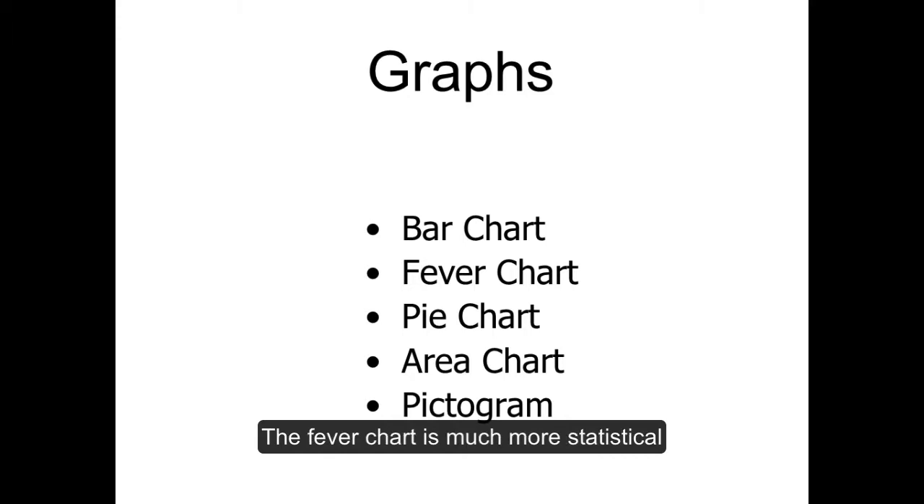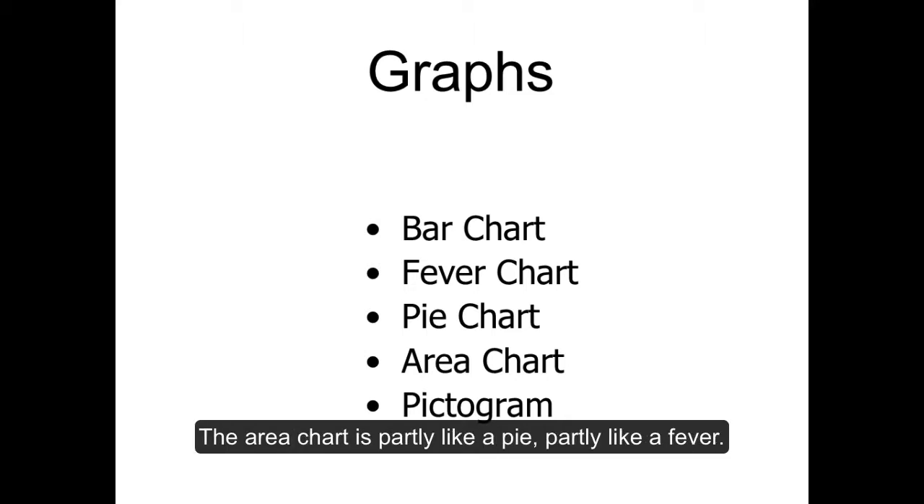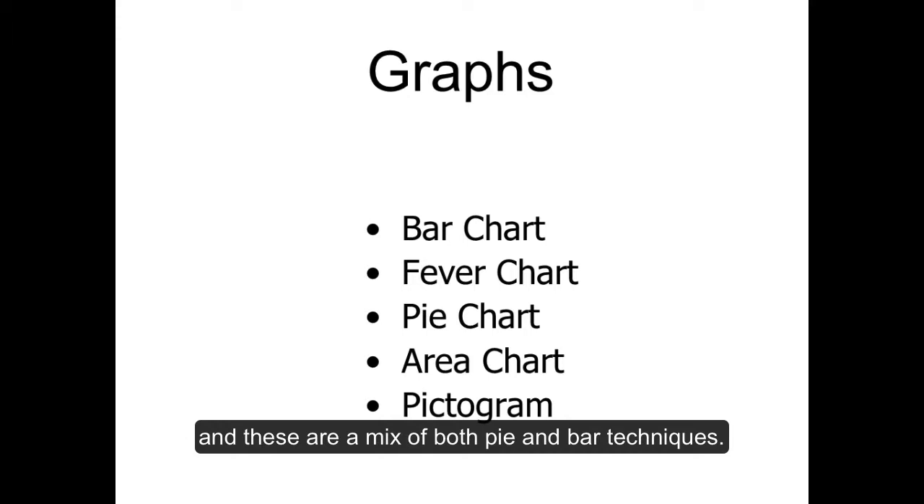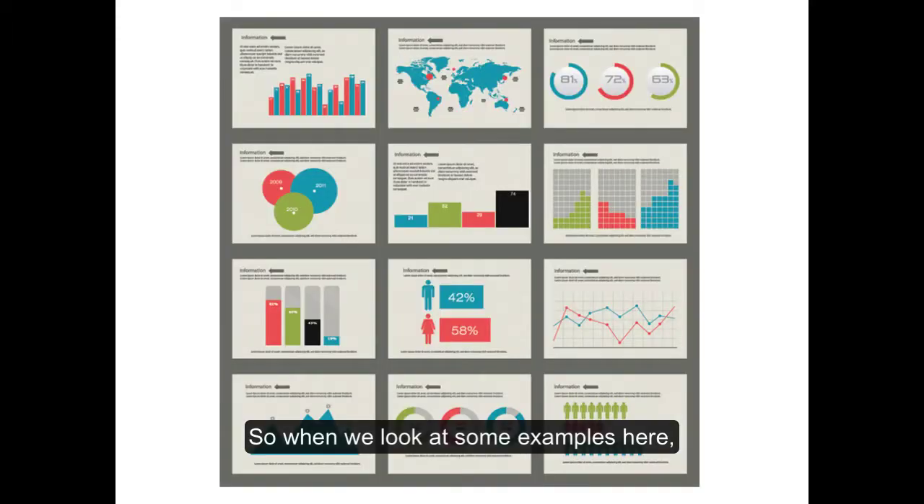The fever chart is much more statistical, and it presents more of a continuous data. A pie chart is more artistic, and it presents data in relation to a whole. The area chart is partly like a pie, partly like a fever. Those are maybe a little bit more rare. And then we have pictograms, and these are a mix of both pie and bar techniques. So when we look at some examples here, this shows a variety of the different types that we've just mentioned, and you can see that many of these are commonly used in what we would see in our infographics today.